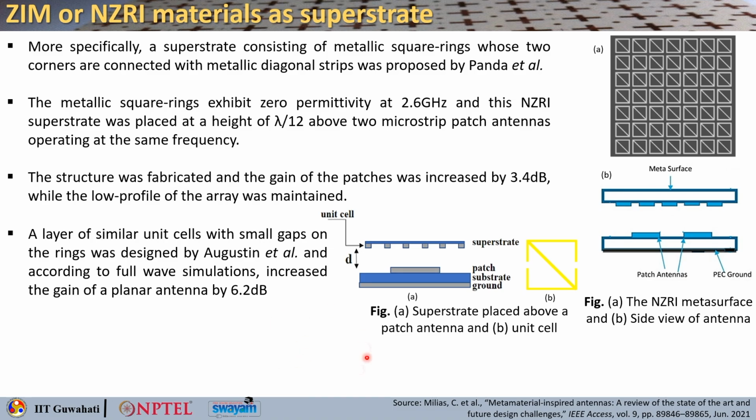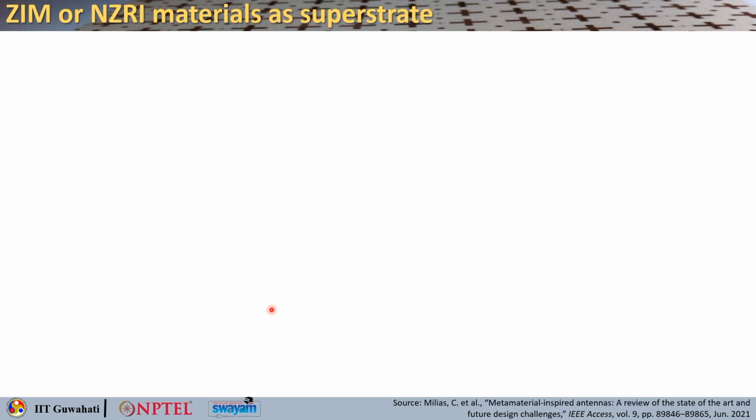A similar kind of unit cell design was again tried by another group, Augustine and his group, and they have done the simulations where they changed the design a little bit. In this particular superstrate, instead of solid rings, they took small gaps in the rings, and this is the patch, substrate and ground. They simulated this and found 6.2 dB gain enhancement because of this superstrate, which is a near zero refractive index material.